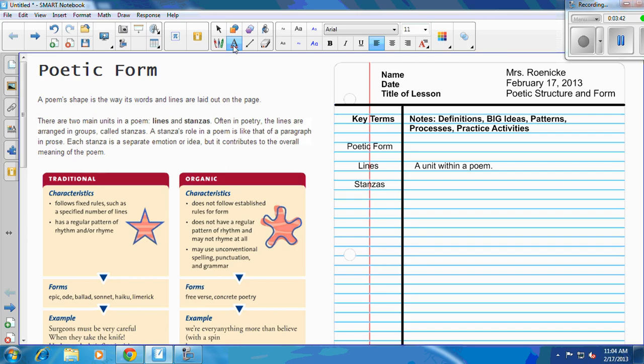Often in poetry, the lines are arranged in groups called stanzas. A stanza's role in a poem is like that of a paragraph in prose. Each stanza is a separate emotion or idea, but it contributes to the overall meaning of the poem. Okay, so I know now what a stanza is, and I learned some important information about the stanza. So let's get down the meaning first. A stanza is a group of lines, like a paragraph.